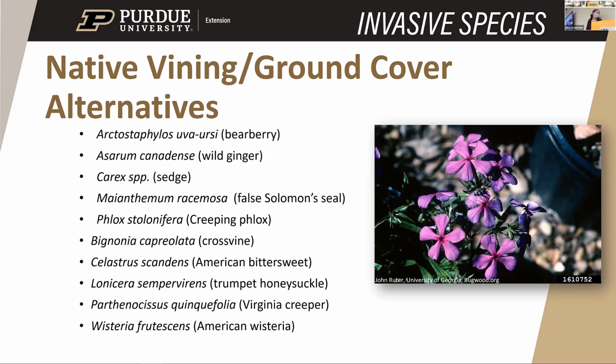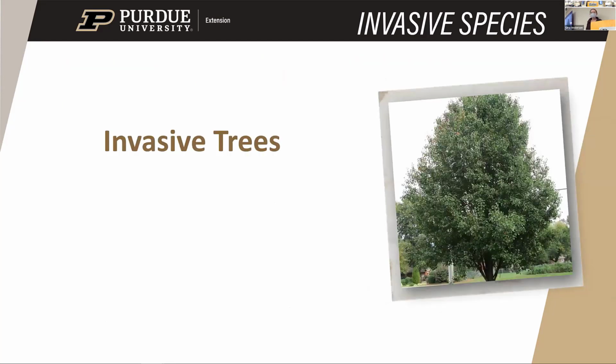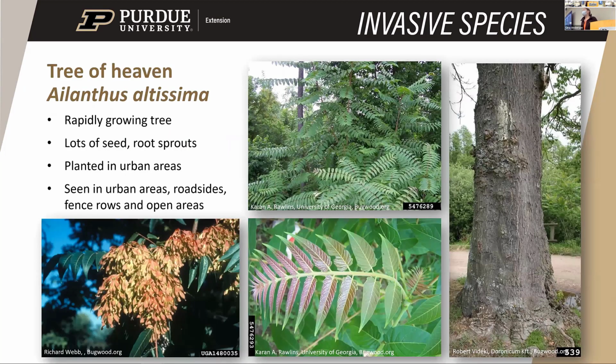So our invasive trees are next, once I get it to go. Okay, invasive trees. Tree of heaven, we've talked about this one before. Not fun. It grows very quickly. It's native to Asia and was planted as an ornamental. The tree has opposite compound leaves that might be mistaken for black walnut or sumac.